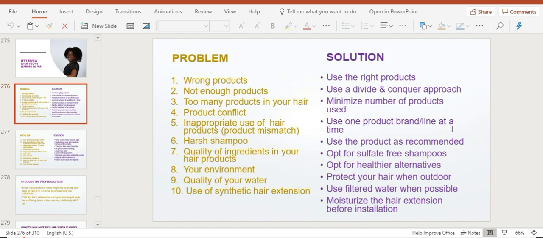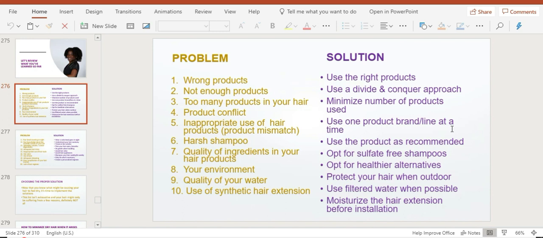The eighth reason could be your environment. This is one of those reasons where you can blame something that's outside of your capacity. I recommended, well, move, but obviously that's extreme. So you can just protect your hair outdoors. If it's too hot, wear a hat. Too cold, wear a hat. Pretty much the same thing.